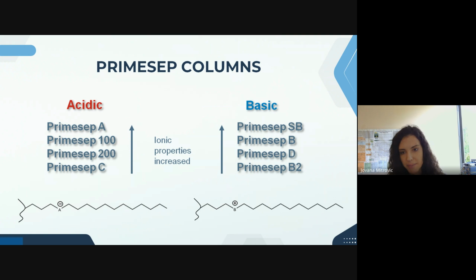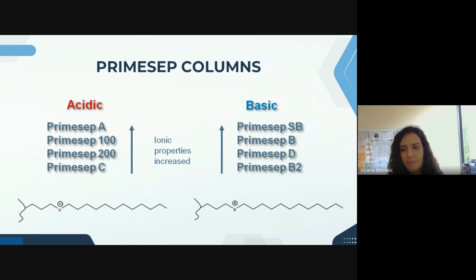So let's start with Primesep columns. This slide gives you a clear visual summary of different Primesep columns and how they're grouped based on their ionic functionality. On the left side, we see the acidic columns such as Primesep A, 100, 200, and C. These all contain acidic functional groups embedded within a hydrophobic ligand, typically a C12 chain. As we move upward on this list, the strength of the ionic interaction due to pKa increases, offering greater retention for basic analytes through a cation exchange mechanism.